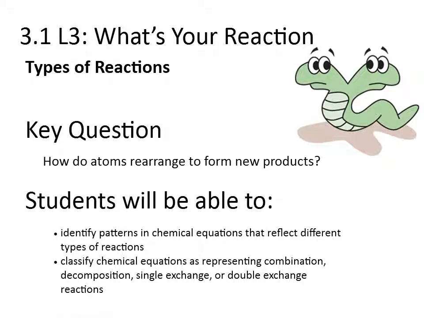Unit 3.1, Lesson 3, Types of Reactions. Chemical reactions can be classified into general categories based on how the atoms in the reactants rearrange to form the products. Double exchange, single exchange, decomposition, and combination are just 4 common categories of chemical reactions.